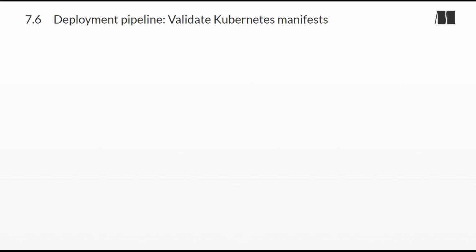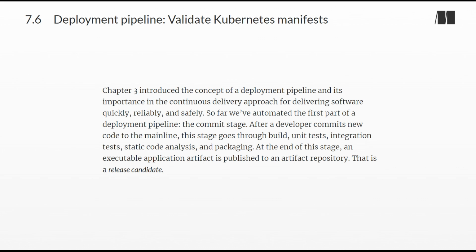Section 7.6, Deployment Pipeline, Validate Kubernetes Manifests. Chapter 3 introduced the concept of a deployment pipeline and its importance in the continuous delivery approach for delivering software quickly, reliably, and safely. So far, we've automated the first part of a deployment pipeline, the commit stage.